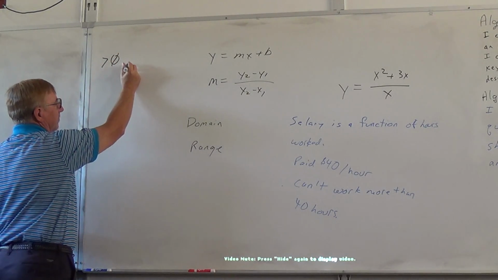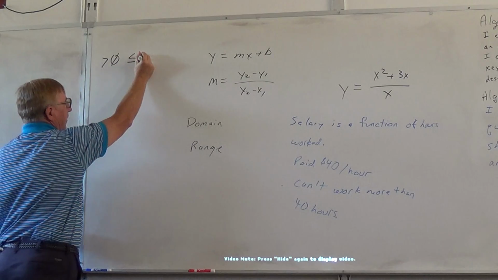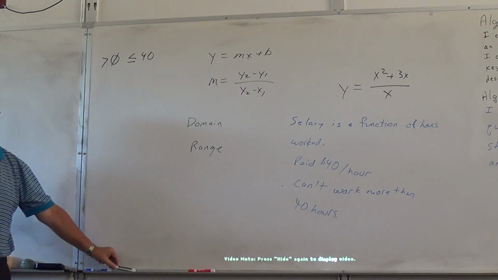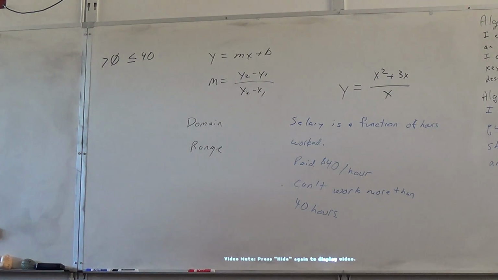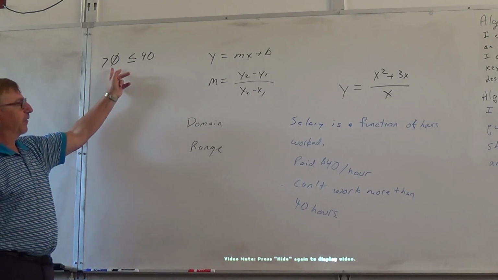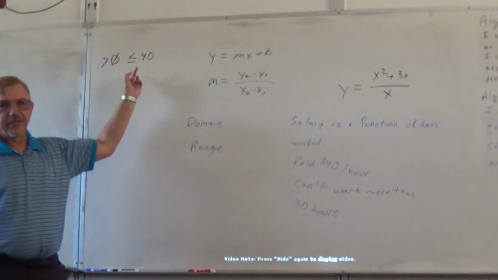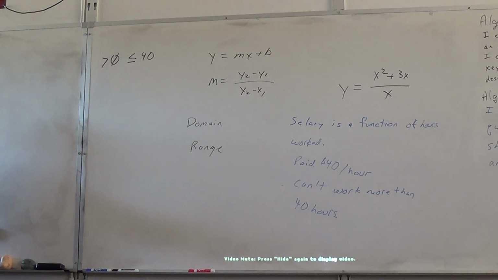It would be greater than 0, less than or equal to 40. That's exactly it. Yeah, 40 hours a week. Okay, so you have to work something to get paid, so it has to be greater than 0, but you can't exceed 40, but you can reach 40.